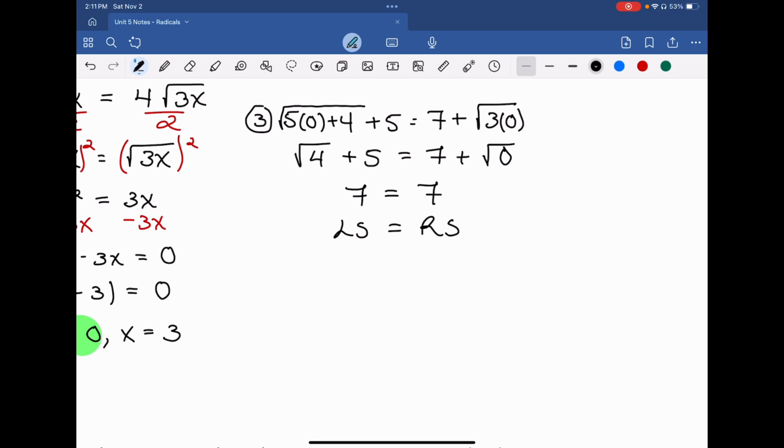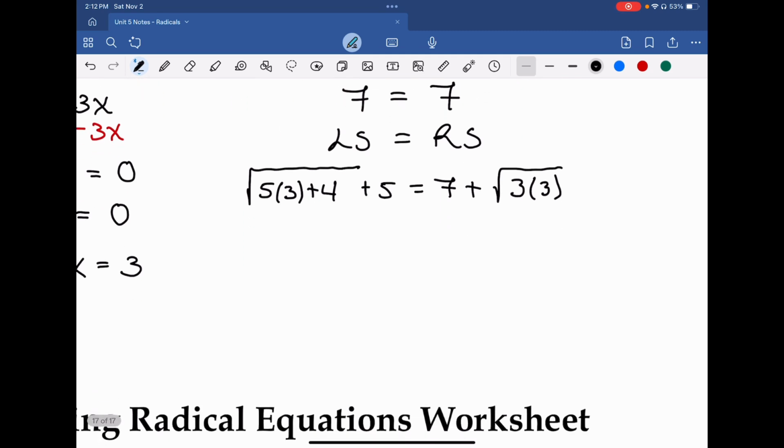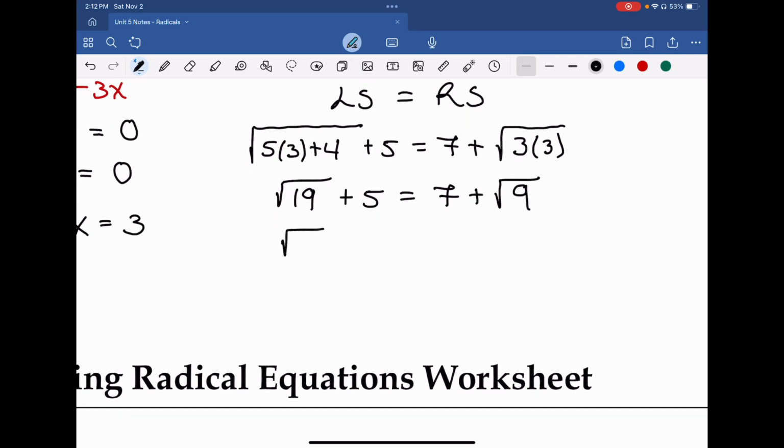Now let's do our second verification. We're going to take the square root of 5 times x, but instead of 0, we're going to put 3, plus 4, plus 5 on the outside is equal to 7 plus the square root of 3 times the 3, which was the x value. 5 times 3 is 15. 15 plus 4 gives us square root of 19 plus 5 is equal to 7 plus the square root of 9. This gives us, well, square root of 19 is a rational number, plus 5 is equal to 7 plus 3.